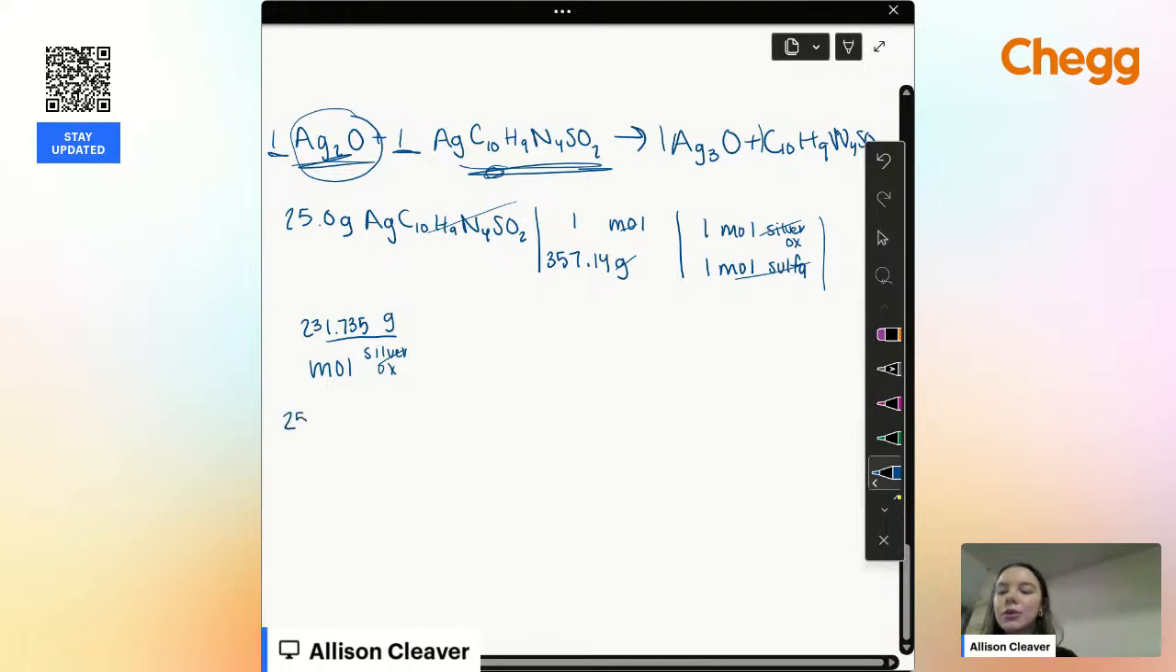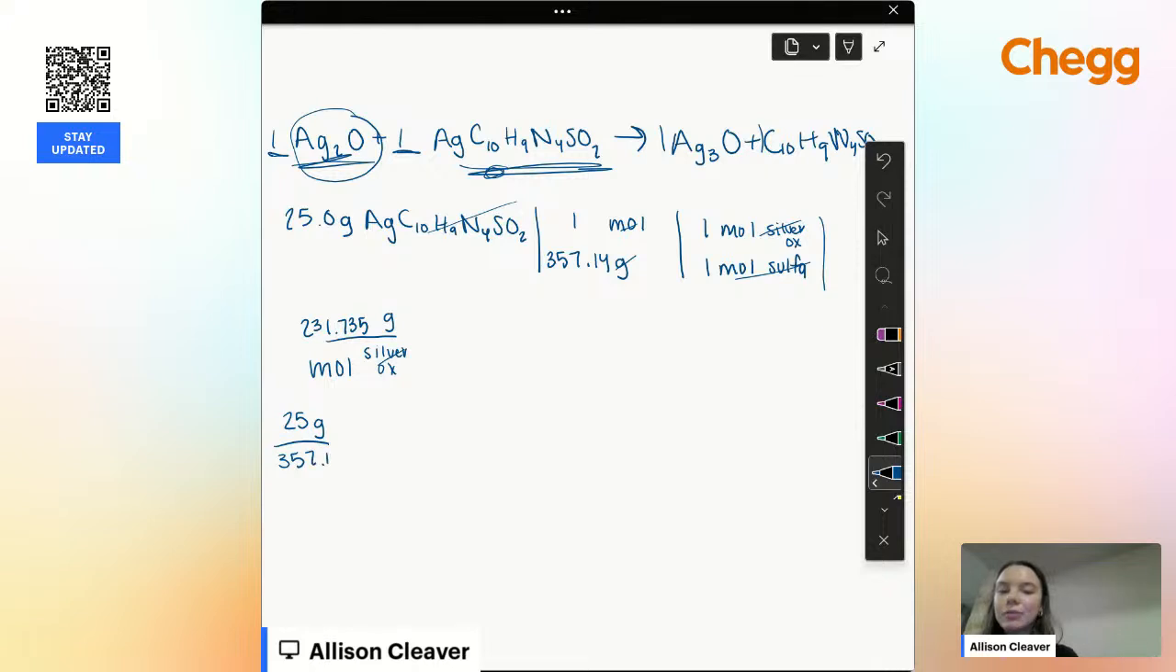So we start with 25 grams. We divide by 357.14. It's a 1-to-1 ratio here, so we don't have to do anything. Last but not least, we're going to multiply by 231.735 grams. I'm going to give you all about 20 seconds to calculate that. Put that in your calculator. Let me know in the chat what you get.